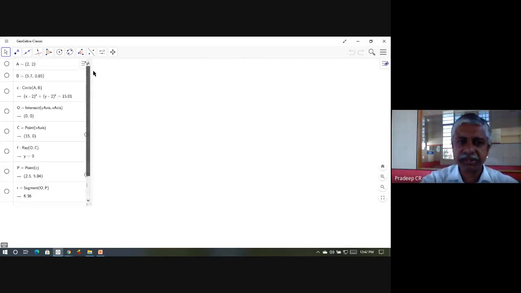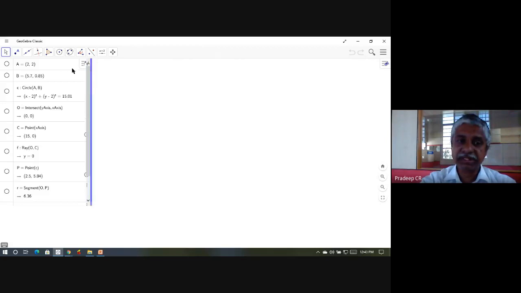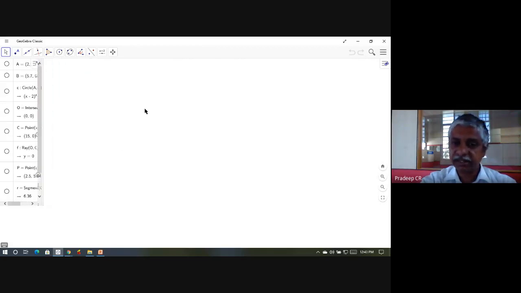So recall, Cartesian coordinates means I fix up two perpendicular straight lines and I am telling you distances from these two lines. That is what Cartesian coordinates means. Now I will try to tell you a different thing. What is the different thing? Don't see the algebra window of this, because that is more confusing for you. Just see the geometry part.